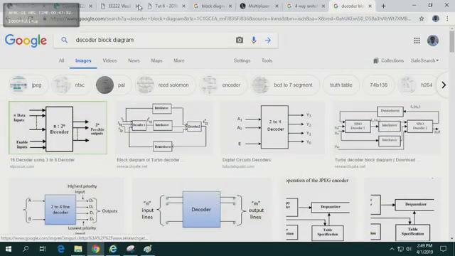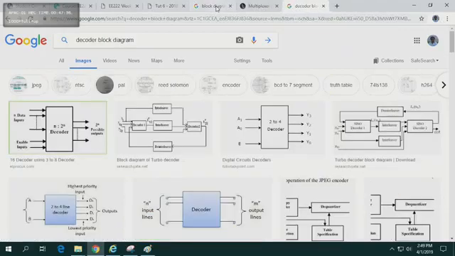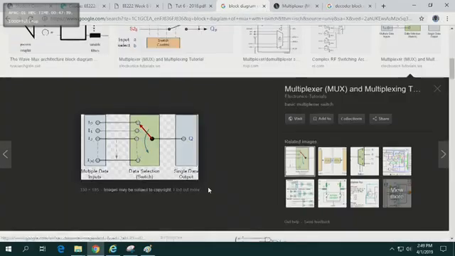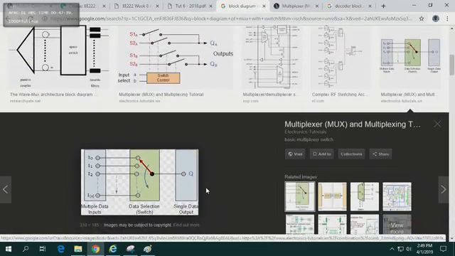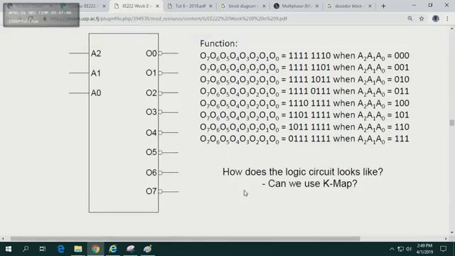Now, once again, there's some basic knowledge I want to give to you: you can build a larger decoder using smaller decoders, right?